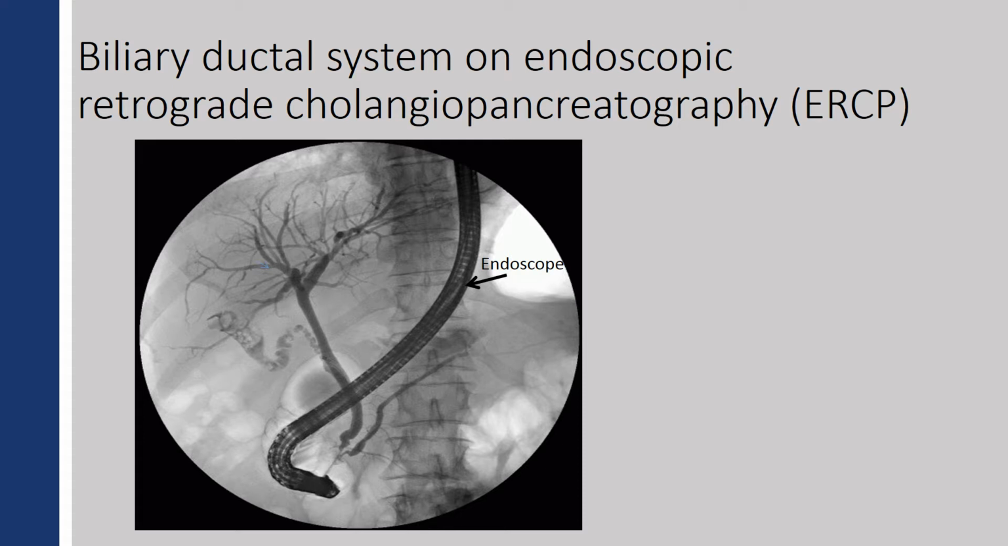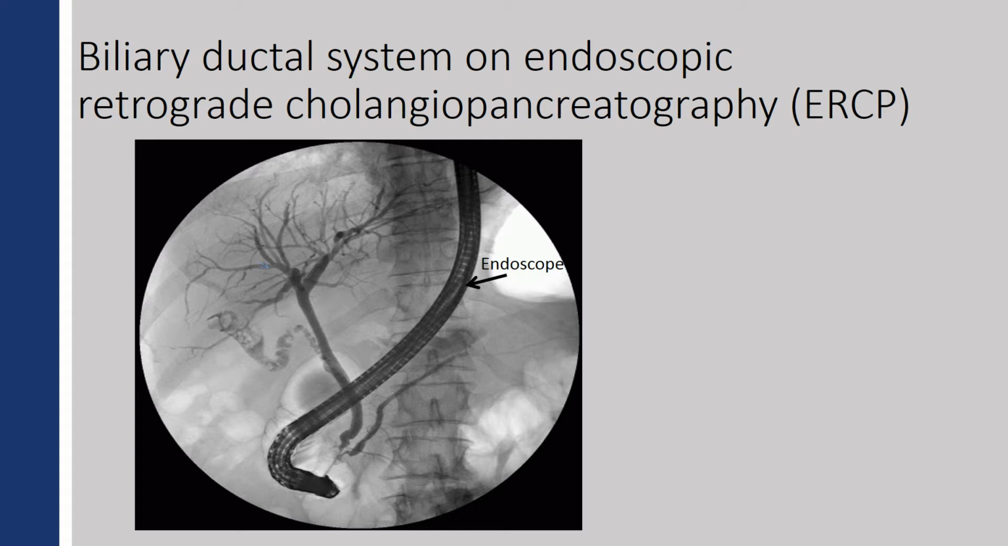So anyway, what we've done is we've put an endoscope down the person's esophagus, through the stomach, into the duodenum, and cannulated the major papilla. Then we've injected contrast backwards, or retrograde, through the biliary system in order to visualize the biliary system.